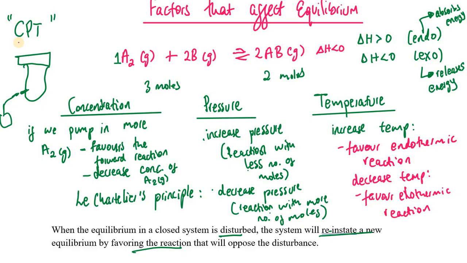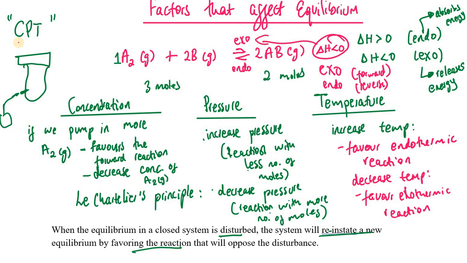Now, what I want to caution you on is that this enthalpy here, saying less than 0, is saying exo. That exo is for the forward reaction. Please know that it's for the forward reaction. And since it's the forward reaction, that means endo will be the reverse reaction. Quite important to note. That means the reverse reaction is endo, the forward reaction is exo.